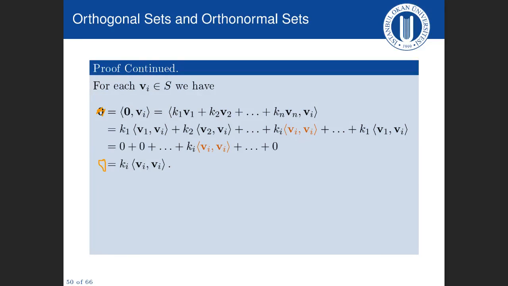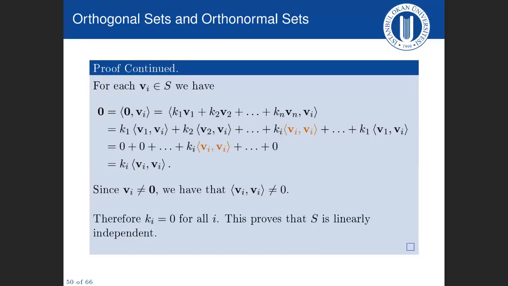is equal to ki multiplied by the inner product of vi and vi. vi is a non-zero vector, so this is not 0. The only way that we could have this is if ki is the number 0. This proves that each ki is the number 0, and then that proves that S is linearly independent. We'll need this fact again later. An orthogonal set is a linearly independent set.